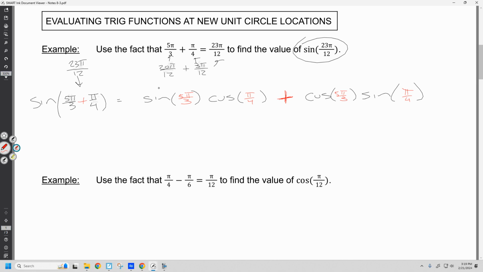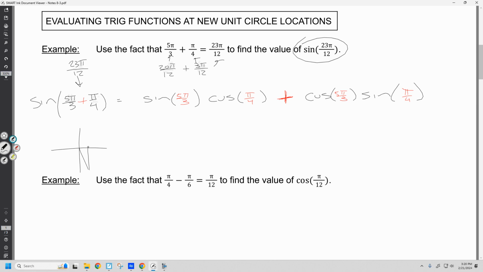What's the sine of 5 pi over 3? And this is why the sum and difference formulas, identities, are used, because we have angles that create triangles that we know. 5 pi over 3 is in the 4th quadrant with a 60-degree reference angle.